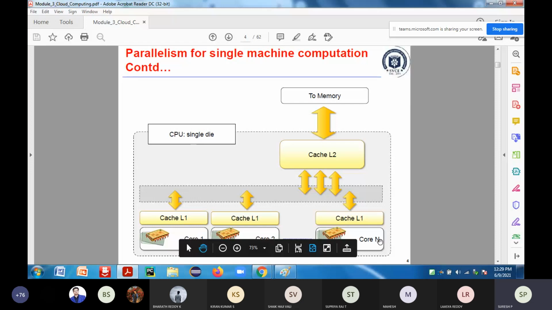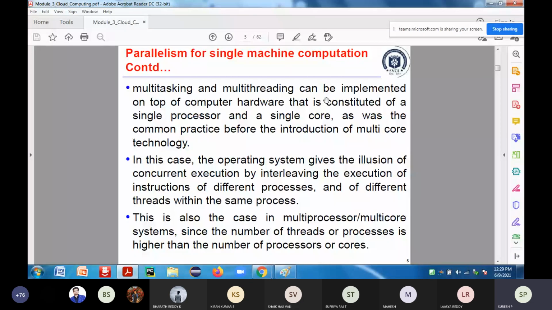Now all these things are combined together, making a single die. That particular CPU has a single die, and from there you are going to connect to the primary memory. This is your RAM. This is how the hierarchy will be represented in your multi-core processor.